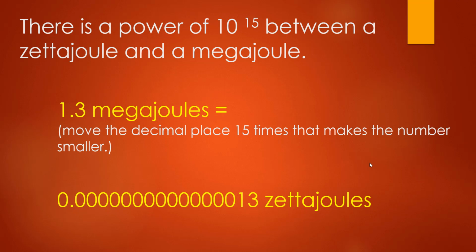And then that right there is the long way to write how much energy is released in a grenade in zettajoules. But that's a lot of zeros. And there's a simpler way to write this. Like that. You could write it like that. That's so much easier.